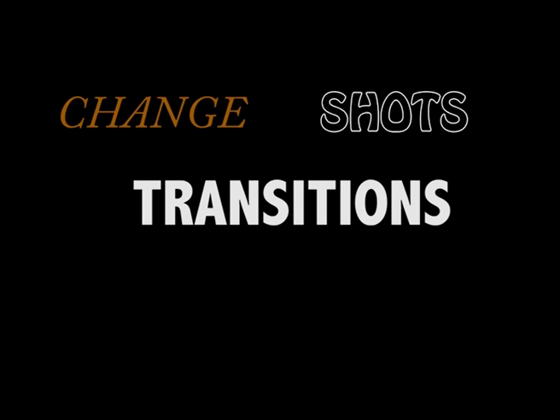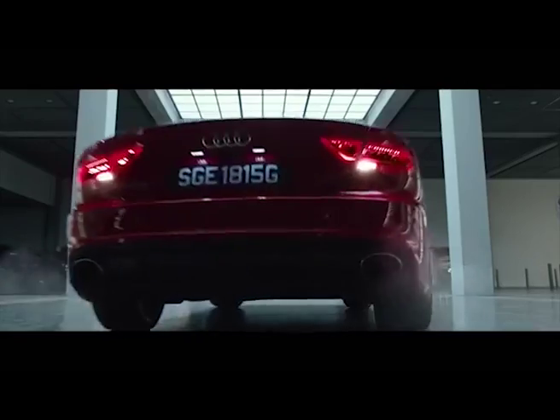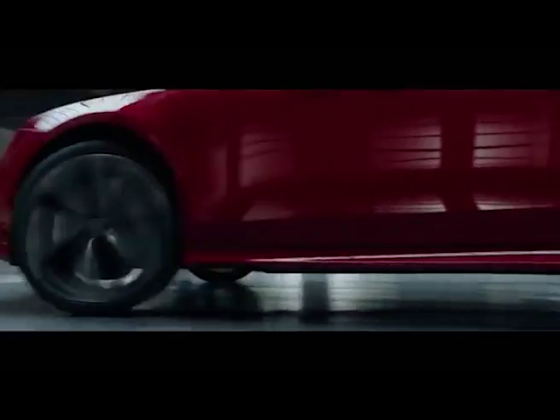Transitions. Transitions are used in the editing to change shots and create different effects. The cut. The cut is the most common type of video transition. It simply means replacing one shot instantly with the next. This is often seen in fast-moving scenes such as car chases. By using a single fast cut, it creates a fast-moving pace that can keep the audience on edge.